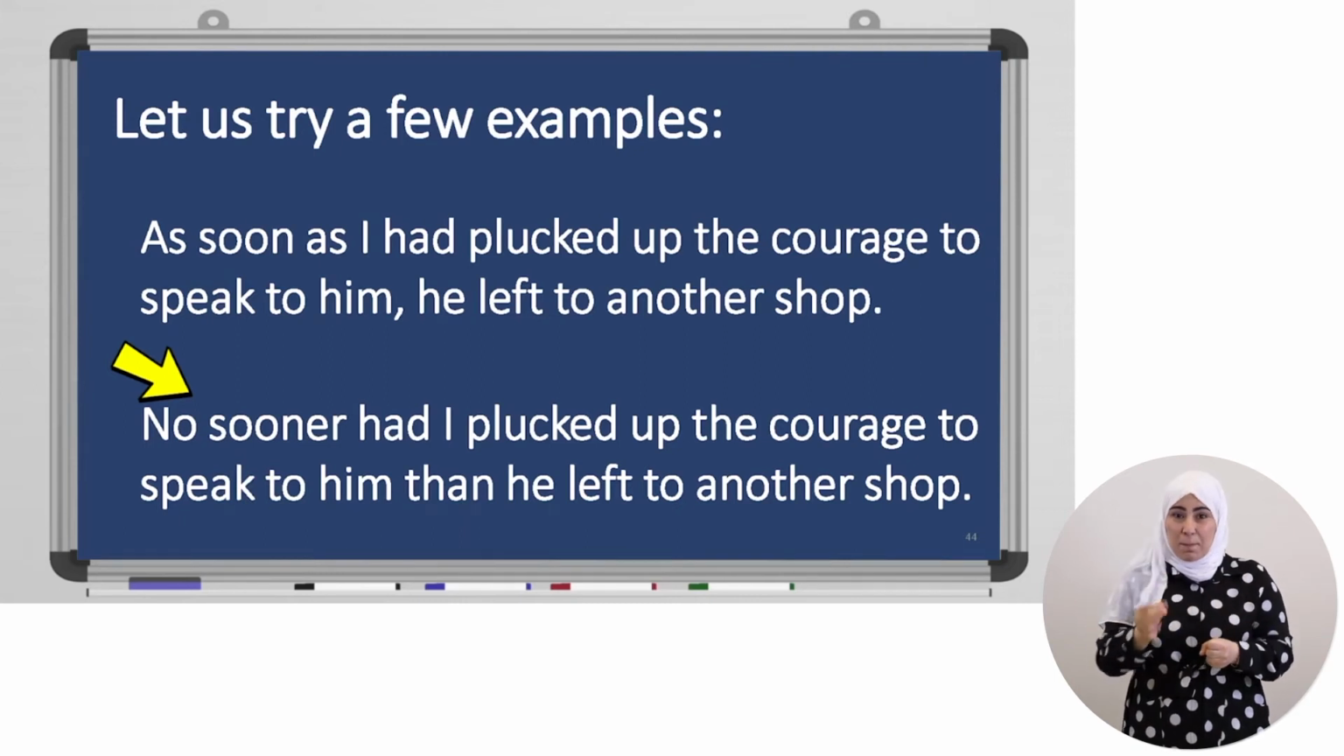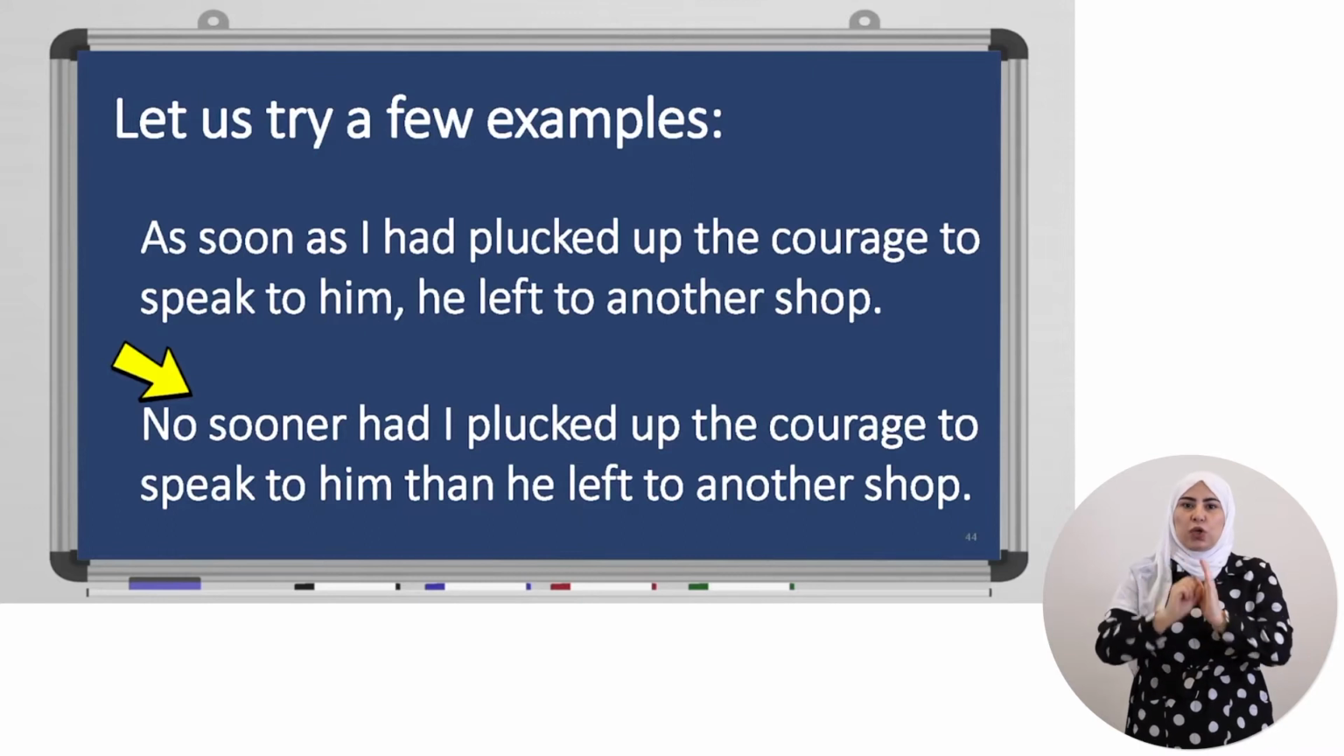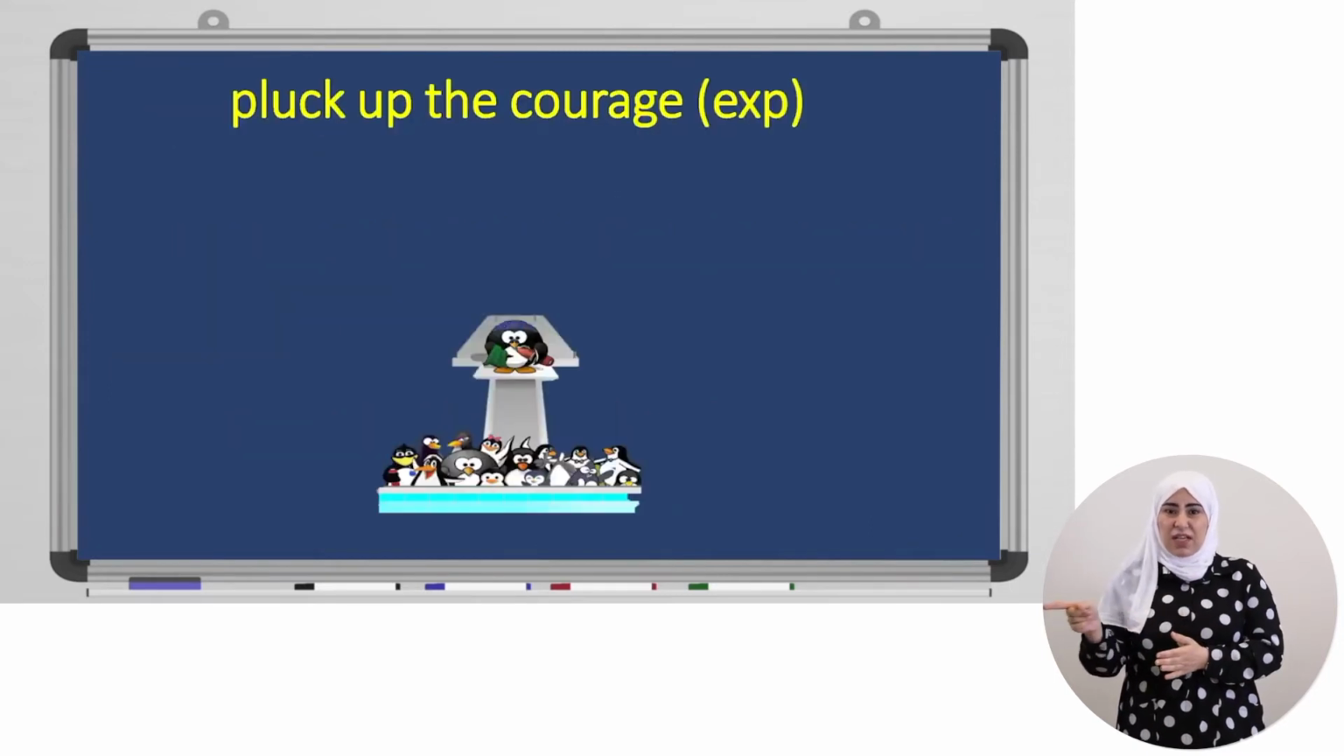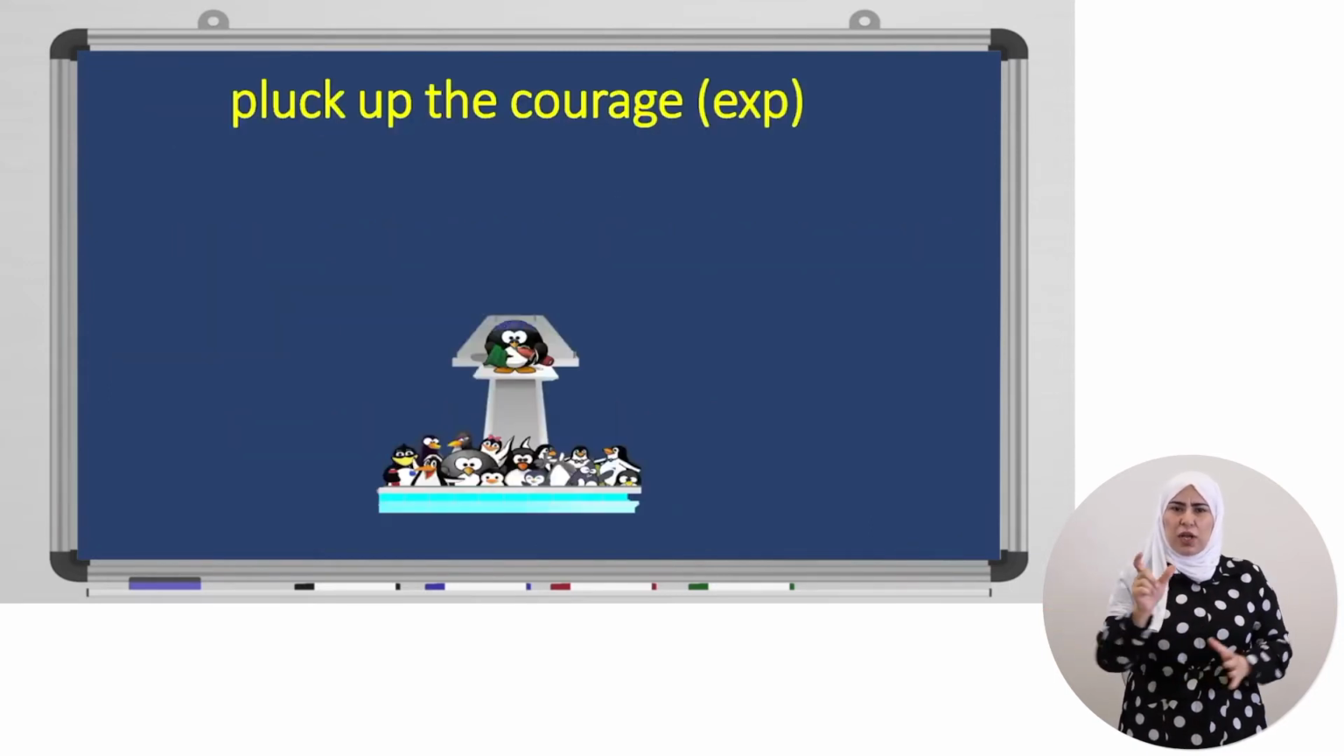As soon as I, if you see as soon as, when you want to invert it, you're going to go with no sooner. No sooner, then you're going to add what? Had, which is the auxiliary verb, then the subject. No sooner had I, and then the main verb, plucked up the courage. Pluck up the courage. What do I mean when I say pluck up the courage?